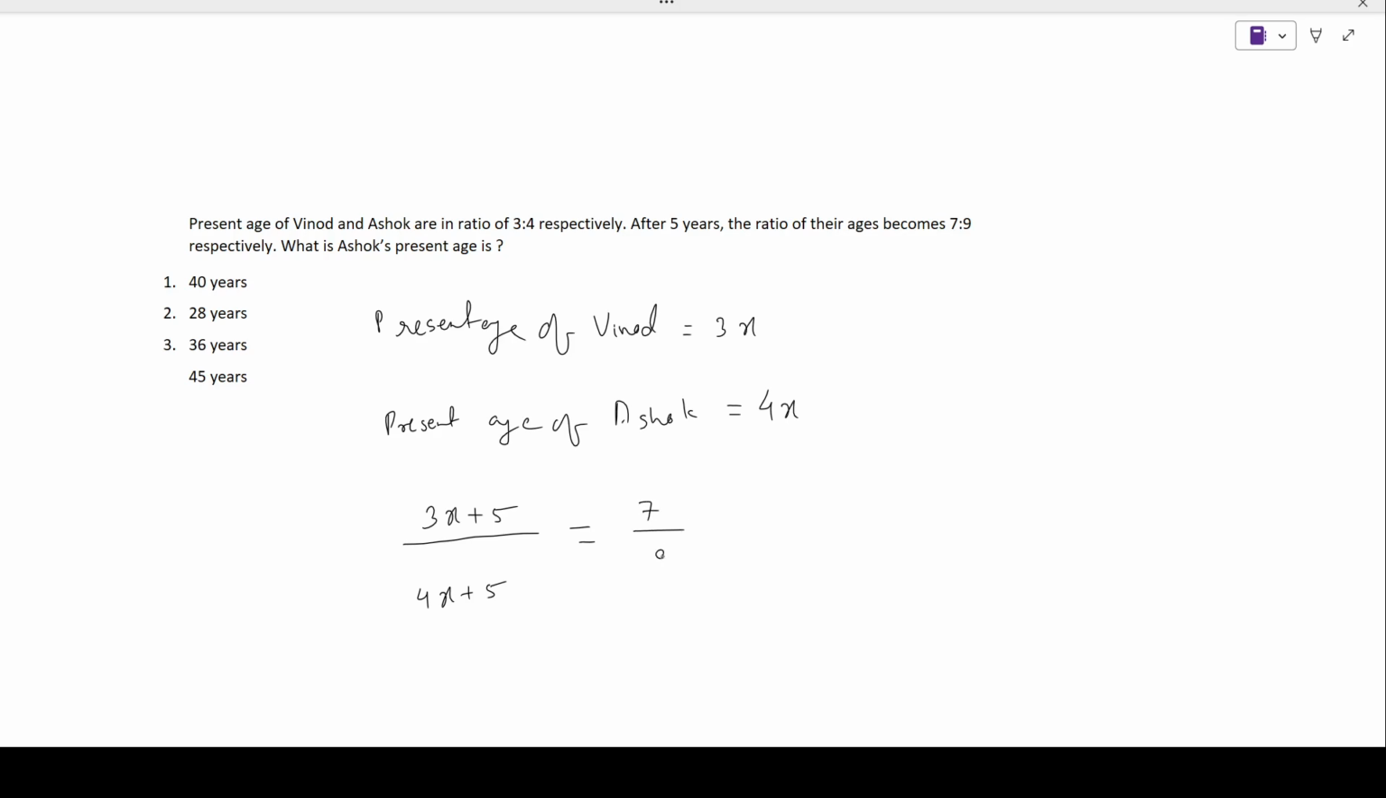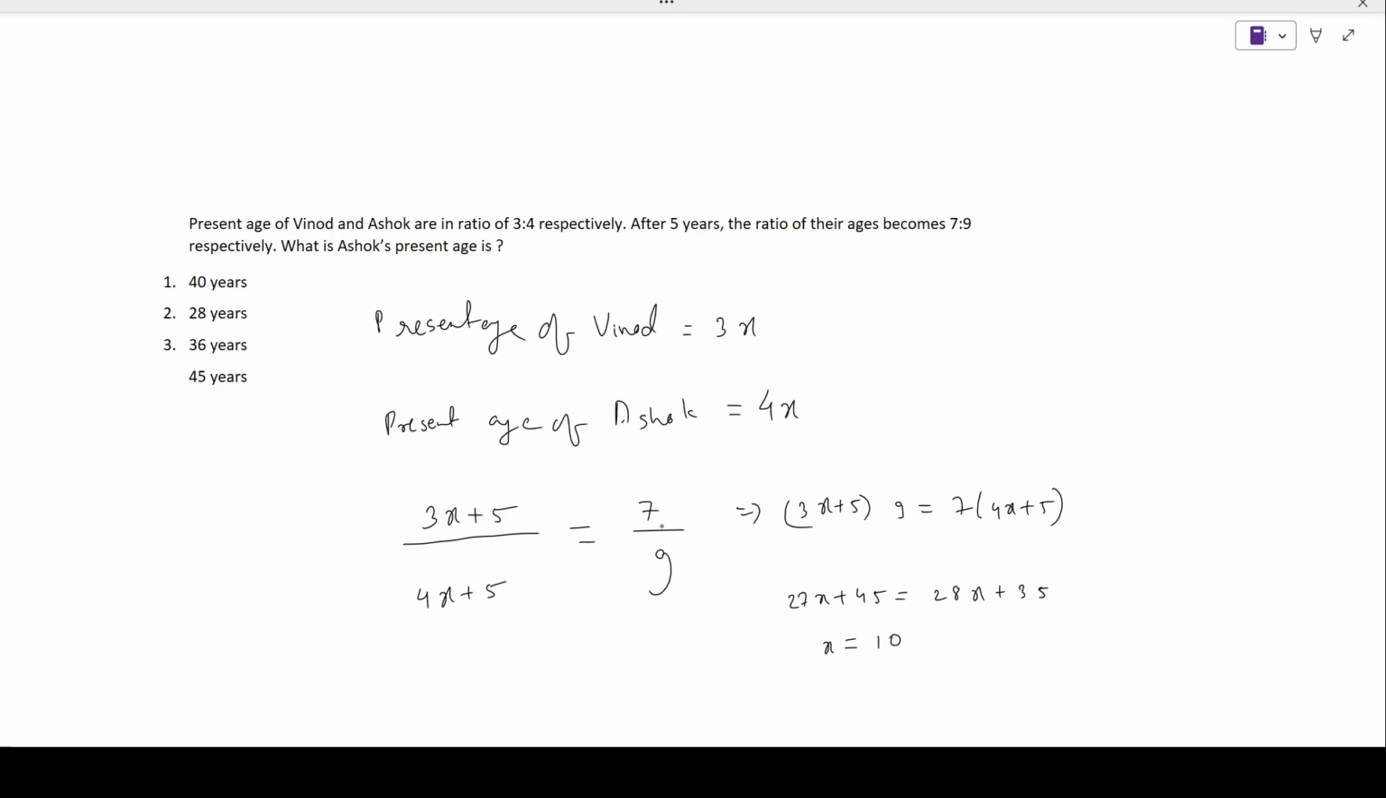7 upon 9. Doing cross multiplication here, we have 3x plus 5 into 9 is equal to 7 into 4x plus 5. Solving this, 27x plus 45, and 7 4s are 28x plus 7 5s are 35. We have 28x minus 27x, we get x, and 45 minus 35, we will get 10.